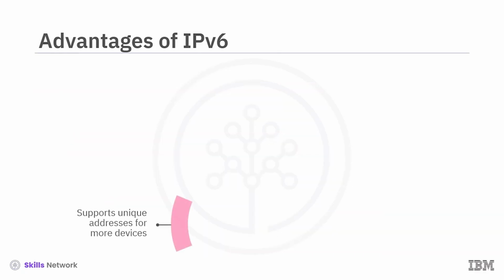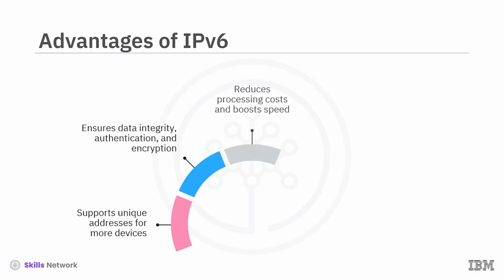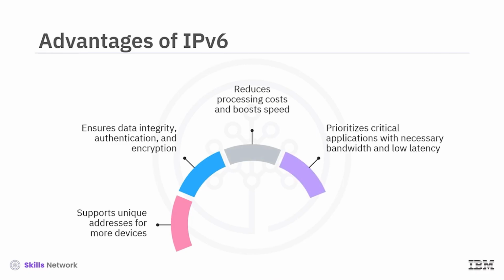IPv6 supports unique addresses, essential for growing Internet-connected devices. IPv6 includes a built-in IPsec for data integrity, authentication, and encryption, guarding against attacks. IPv6 also features a simpler, more efficient header structure, reducing processing costs and boosting speed. Compared to IPv4, IPv6 has better QoS features for prioritizing critical applications, ensuring necessary bandwidth and low latency. And IPv6 offers better support for mobile devices, enabling faster and more secure Internet connections.